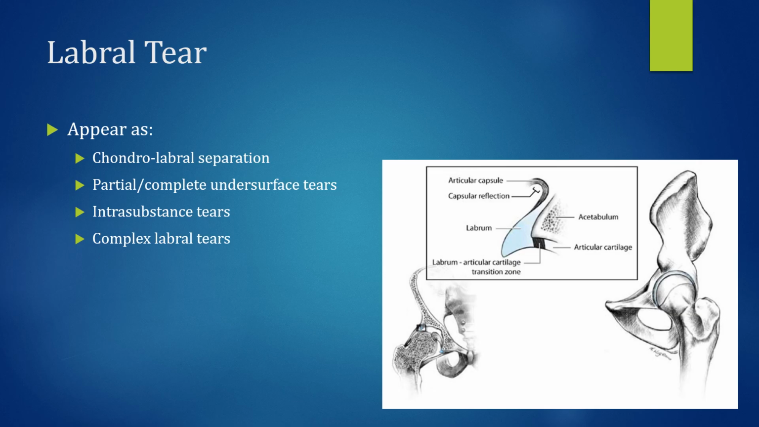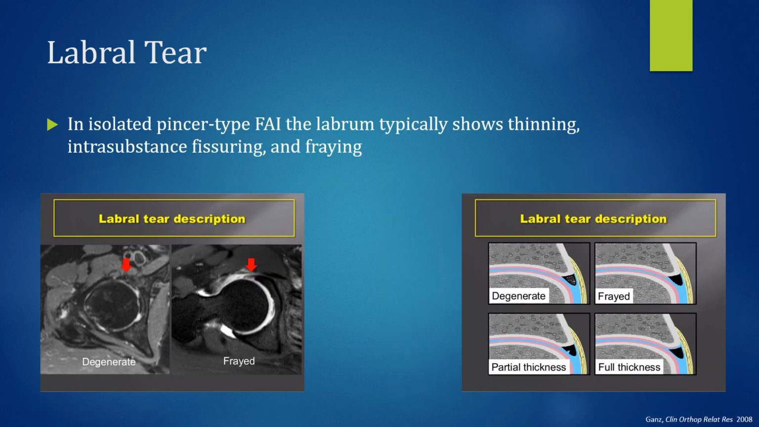So the labrum is more than just a simple ring that sits in the acetabular socket, so there are different types of labral tears. A lot of clinicians have been comparing hip labral tears more to meniscal tears in the knee rather than the glenoid labral tears that we see in the shoulder. There have been some reported patterns on the type of labral tear seen with a specific type of FAI.